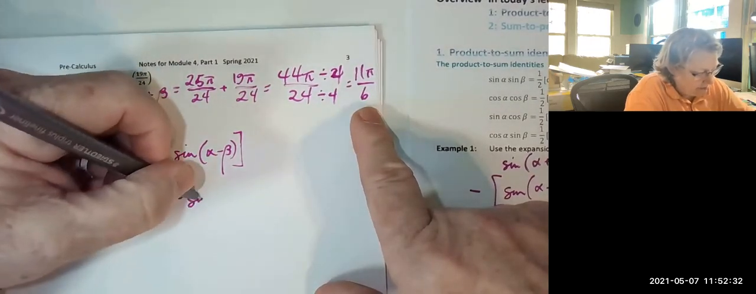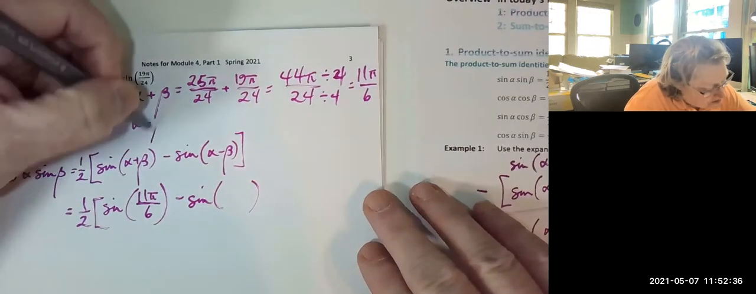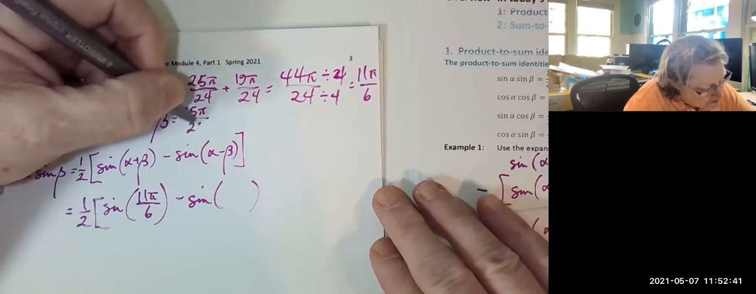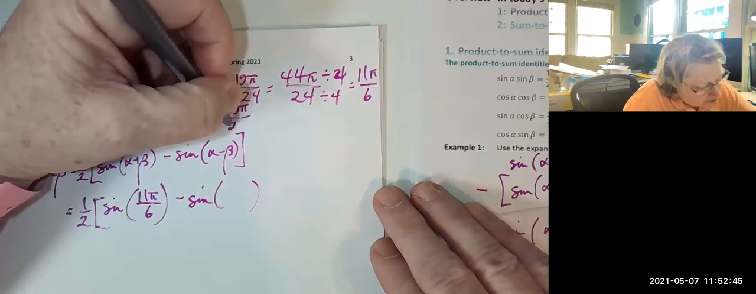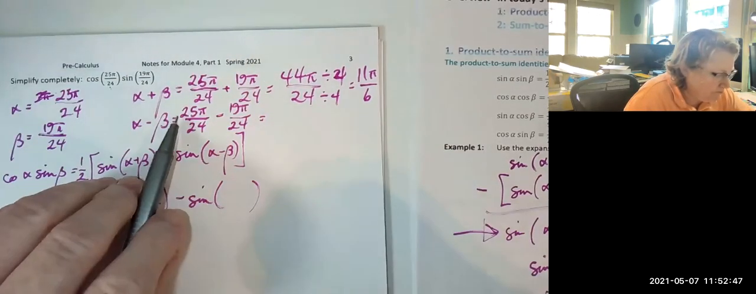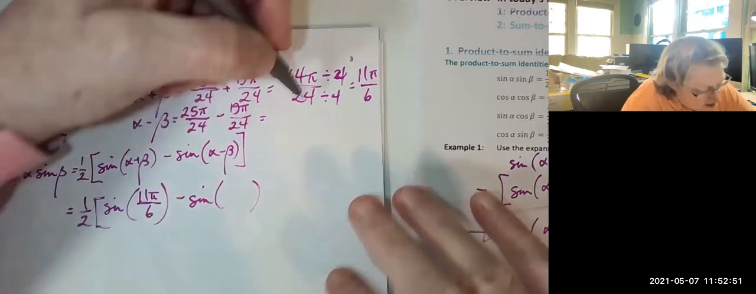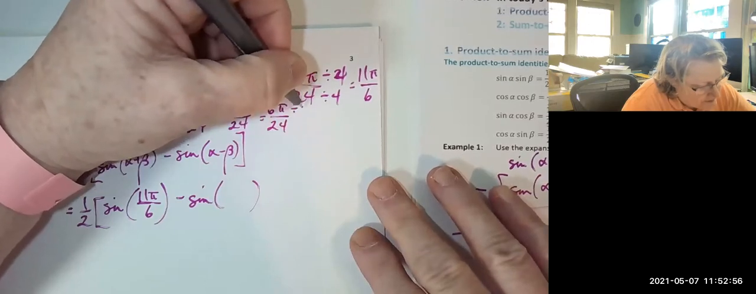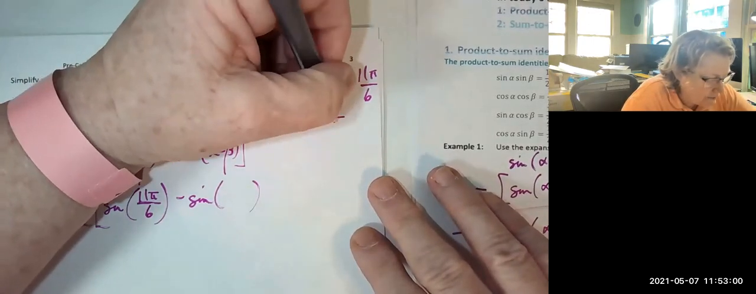minus the sine, and let's find the difference. Alpha minus beta, 25 pi over 24 minus 19 pi over 24. And that leaves 6, is that right? Yes, 6 pi over 24. We can divide numerator and denominator by 6, and we're left with pi over 4.